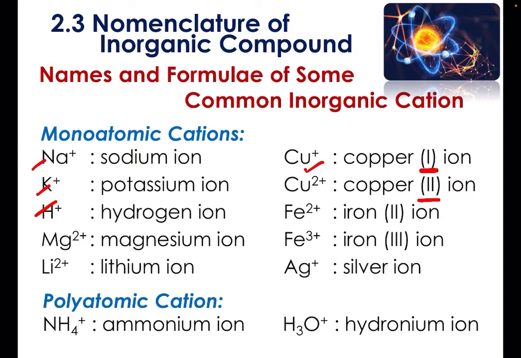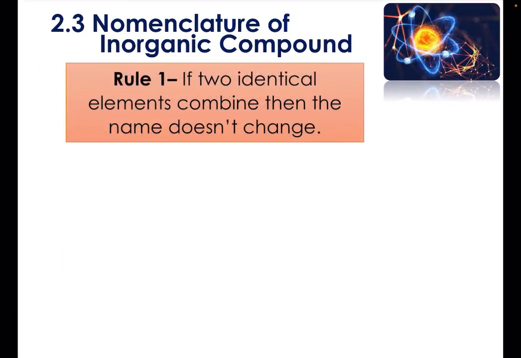And then I also got here H3O+. So this is hydronium ion, and usually we use hydronium ion or H+ ion to show the acidity of many compounds. Okay, so now you already know about the names of ions.